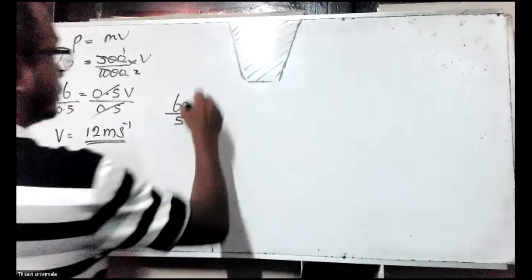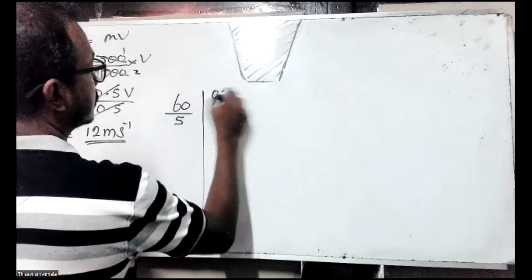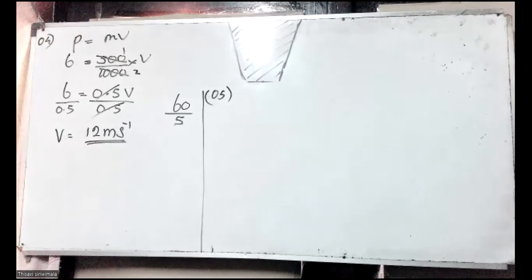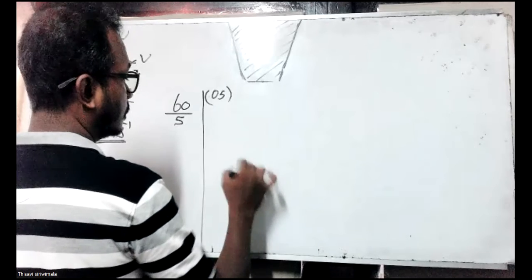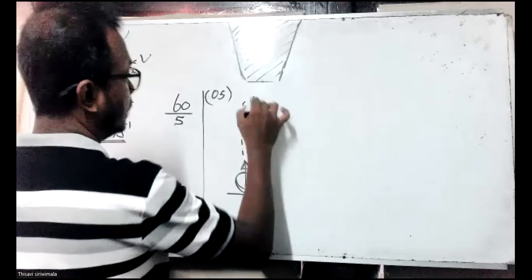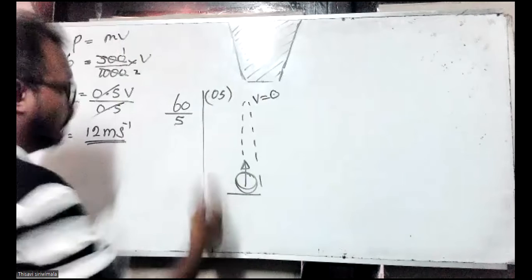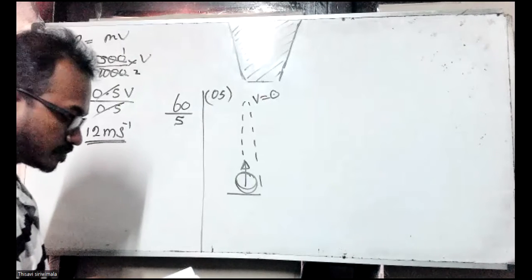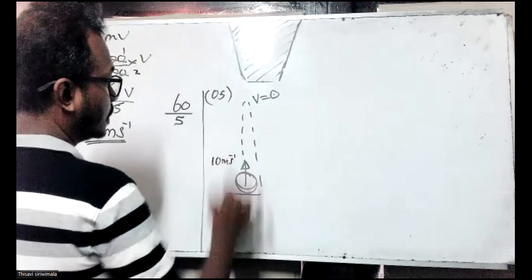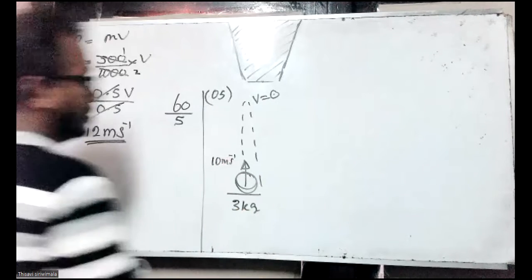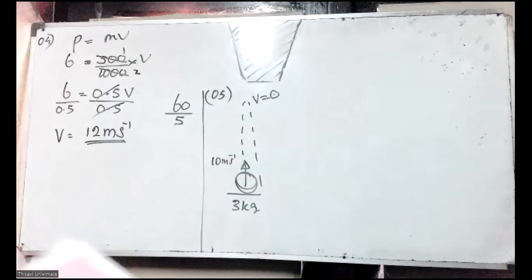Question number 5. An object of mass 3 kg is projected upwards. So this is kind of a projection, right? At the highest point, the velocity will be 0. Starting velocity 10 ms minus 1. The mass is 3 kg. So all the information is mentioned here.